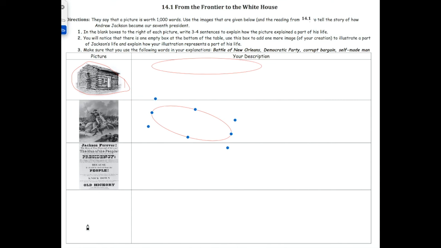And then lastly, you're going to draw your own picture and you're going to explain why you put that picture on there and what that has to do with Jackson's life and how the picture was left out or whatever. Okay, I hope that helps. Oh, also, you need to be using these terms in your writing. Okay, well, good luck and have fun.